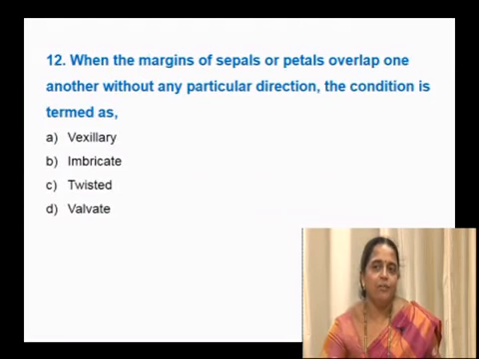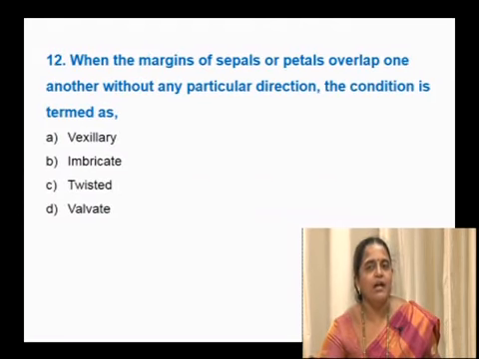When margins of sepals or petals overlap on one another without any particular direction, definitely it is a kind of imbricate aestivation. So, the correct option is imbricate.